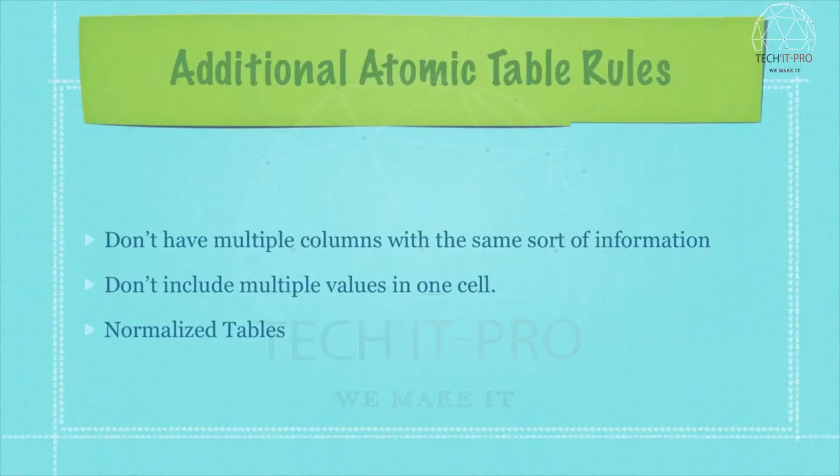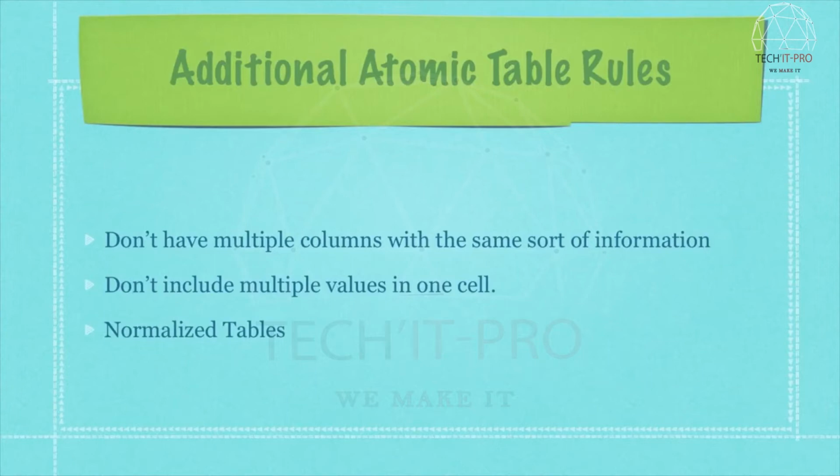Some additional rules might help you make your data a little bit more atomic, and if you can't wrap your head around all this right now, don't worry about it. We're going to give examples. But one thing you want to do is make sure that you don't have multiple columns with the same sort of information. So for example, if you wanted to include employment history for an employee database, you shouldn't create job 1, job 2, and job 3 columns. What you want to do is make a new table with that data instead.